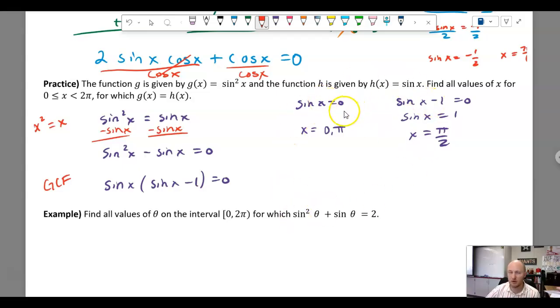Sine of x equals 0, well, that happens at two locations. Angle 0, not 2 pi. Notice how the domain given does not include 2 pi, so it's just angle 0 and angle pi. And then sine of x minus 1 equals 0. That's where sine of x equals 1. That is angle pi halves at the top of the unit circle, okay? All right, so hopefully you got that right.